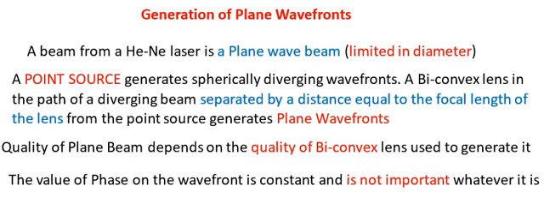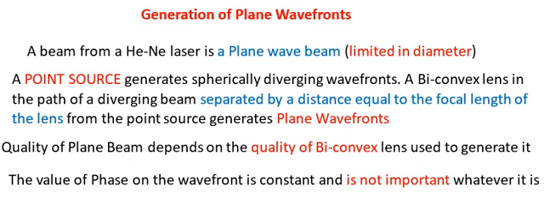For that we can use a point source. That is, we can converge a laser beam at one point, thereby forming a point source, and then from that point source we shall generate plane waves of the required diameter. So let's read the statement: a point source generates spherically diverging wavefronts. A biconvex lens in the path of a diverging beam, separated by a distance equal to the focal length of the lens from the point source, generates plane wavefronts.